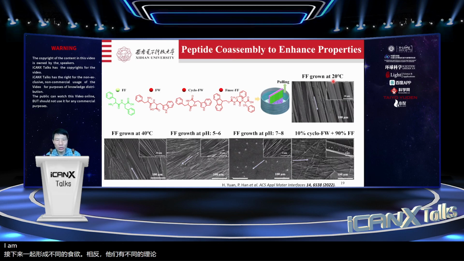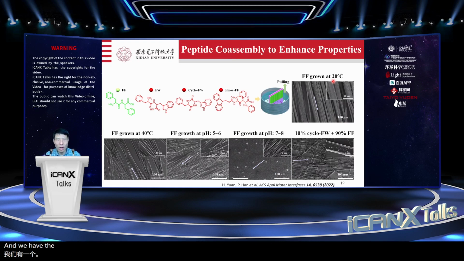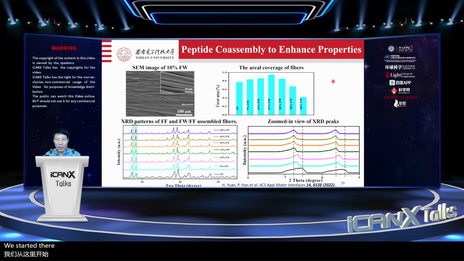And in this study, we have the FF, FW. W is tryptophan, another different amino acid. And we have the cyclo FW and FMOC FF, etc. And we can put them together in the solution to try to get co-assembly. If we put only FF in the solution, we can also get different fibers, right? We studied the influence of the temperature, etc.